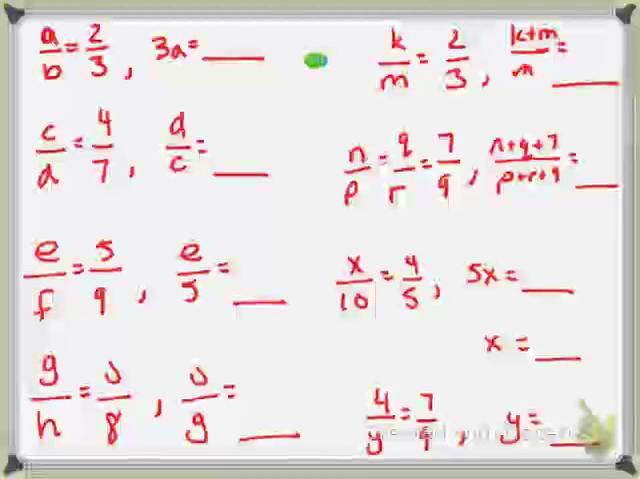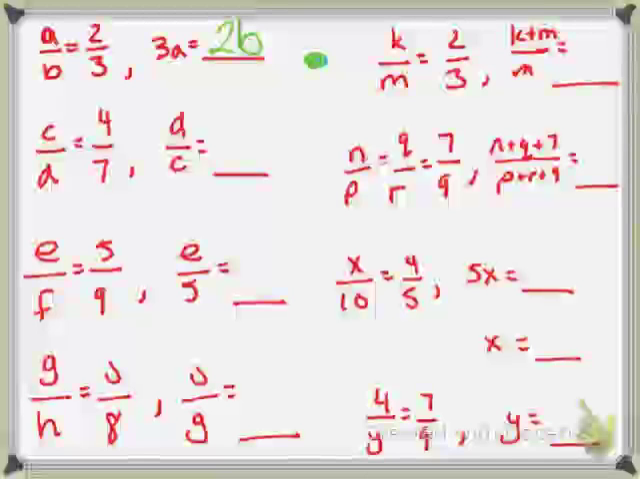All right, let's talk about these. For the first one, what does 3a equal? 2b. Where did that come from? Because you're multiplying the cross. That's our cross multiplying. Multiply a diagonal equals multiply the other diagonal. So 3 times a equals 2 times b.